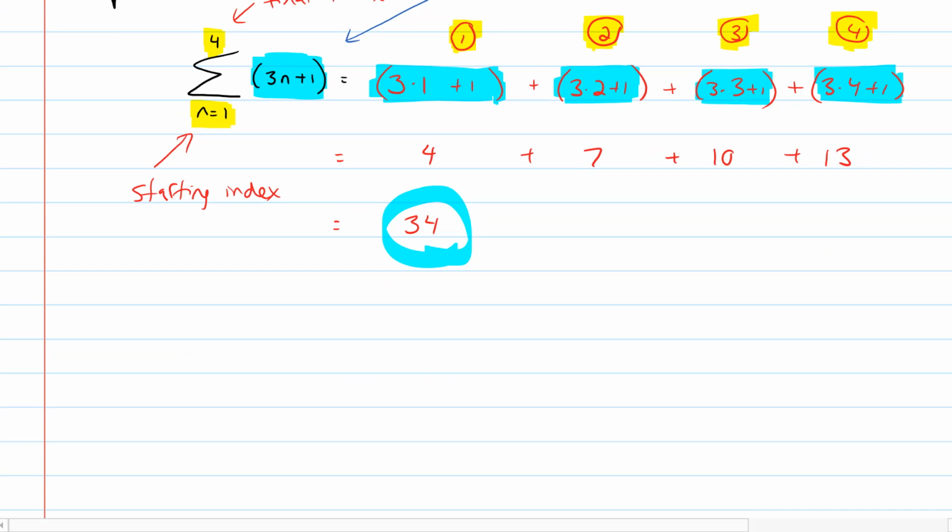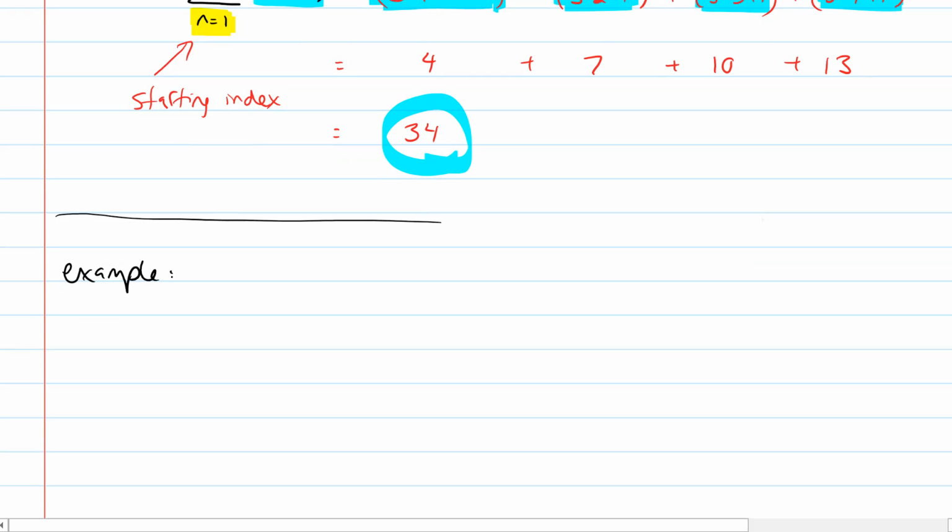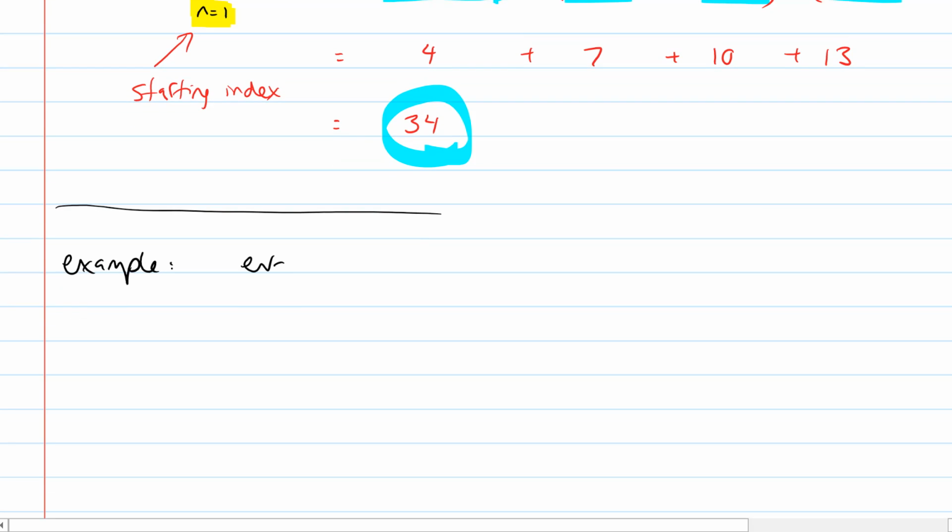Let's do another example. And the instruction is going to be to evaluate. What this means is in math, you've got an expression that will actually have a value, and you're just supposed to crunch the numbers and come up with what that value is. So we're going to evaluate, let's just do a quick one: the sum from i equals 0 to 3 of 3 to the i.